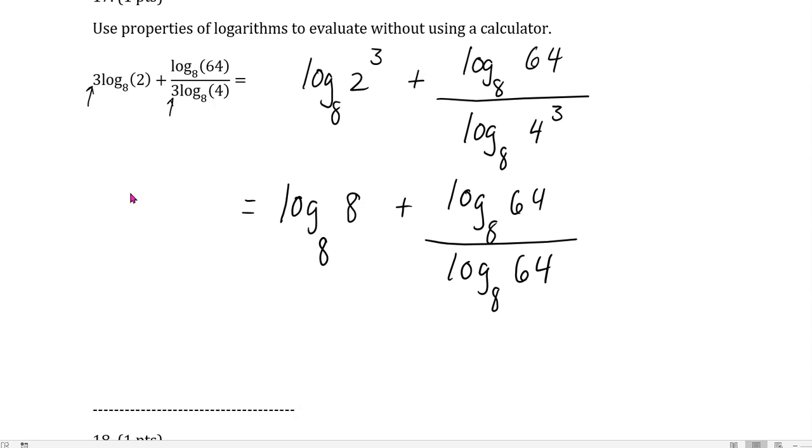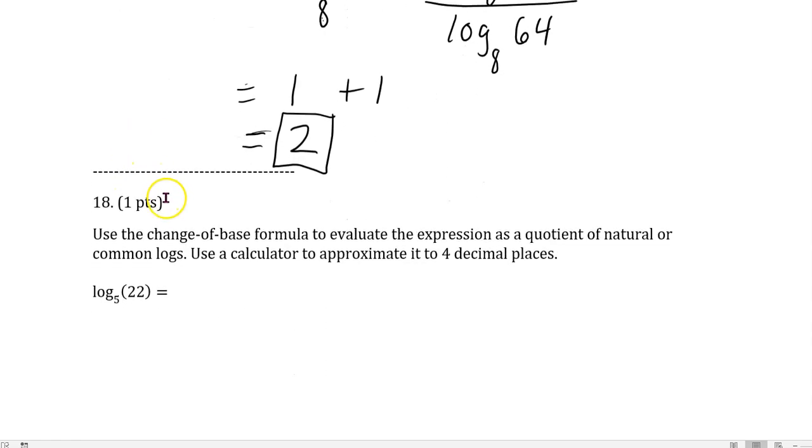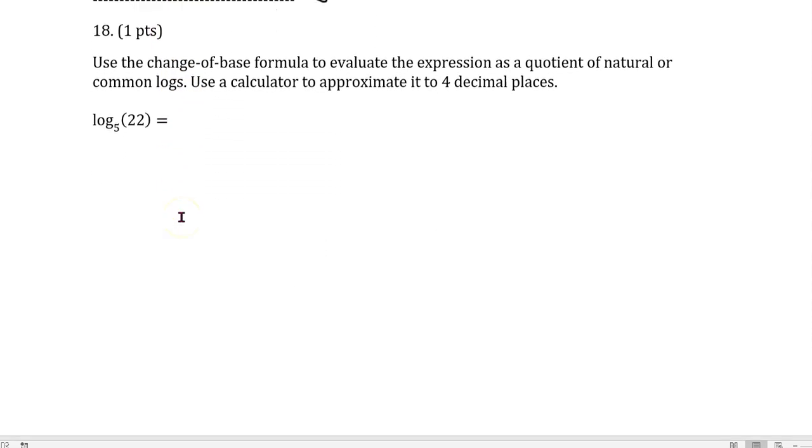Any expression divided by itself is equal to 1. On this first term, this says log base 8 of 8 has to equal some power. What power do we raise 8 to get 8? The answer is 1. This becomes then 1 plus 1, which gives us the value of 2 for our final answer. Let's take a look at the last problem in this homework section, problem number 18.